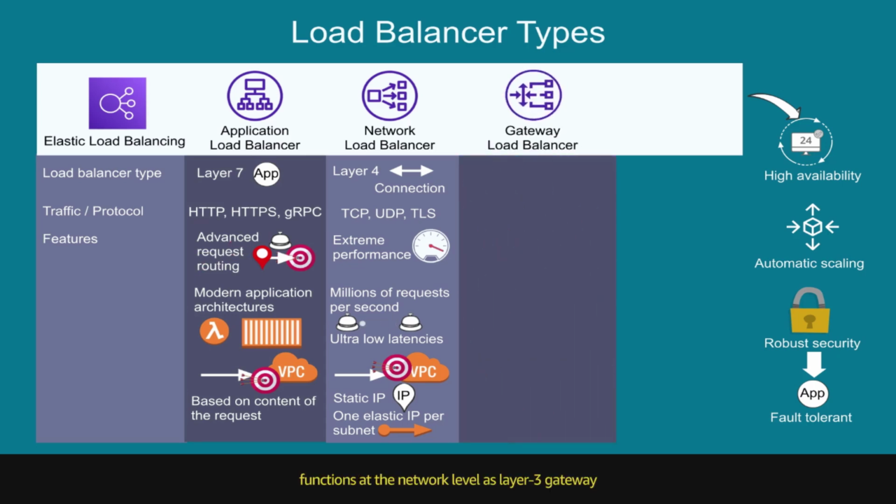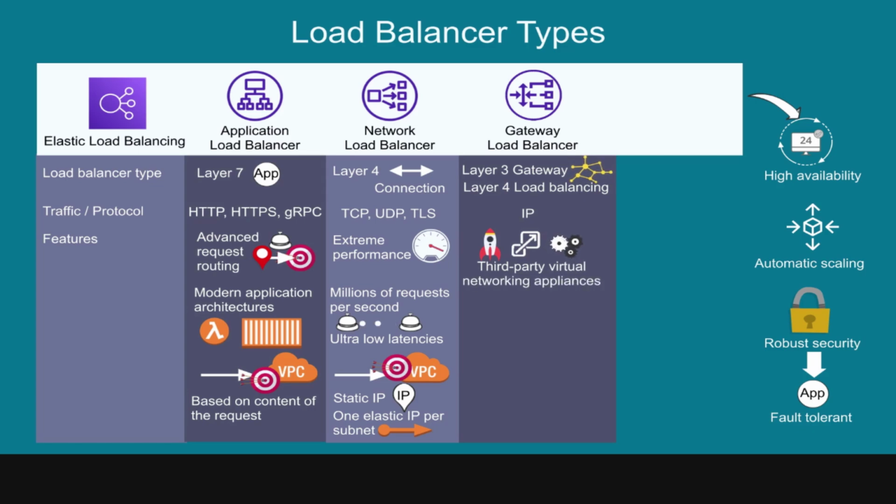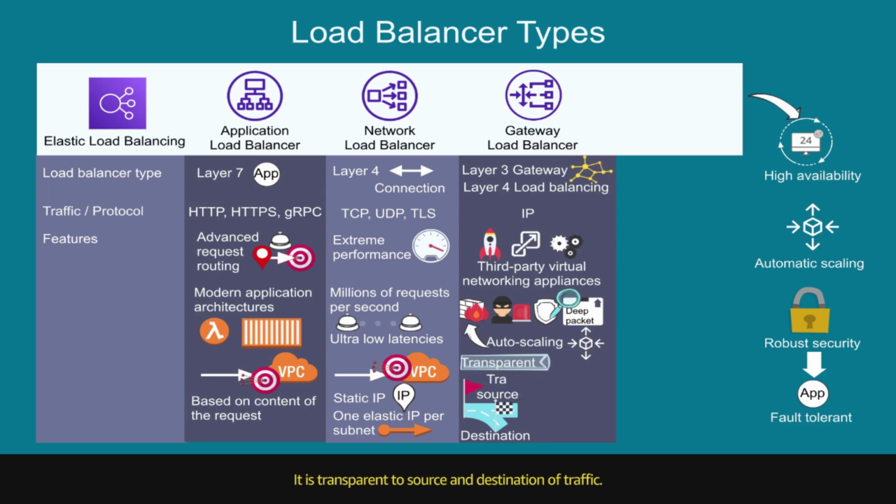Gateway Load Balancer functions at the network level as a Layer 3 gateway and a Layer 4 load balancer. It listens for all IP packets across all ports. Gateway Load Balancer makes it easy to deploy, scale, and run third-party virtual networking appliances, such as firewalls, intrusion detection and prevention systems, and deep packet inspection systems. It gives you one gateway for distributing traffic across multiple virtual appliances. Gateway Load Balancer also provides auto-scaling for fleets of third-party appliances. It is transparent to source and destination of traffic. They are well suited for working with third-party appliances for security, network analytics, and other use cases.